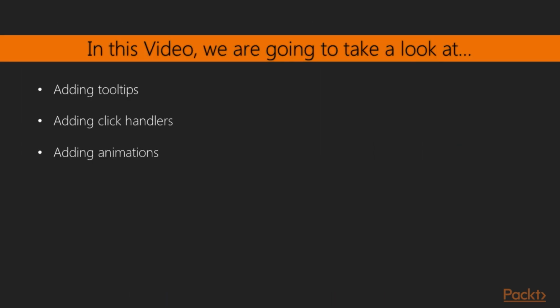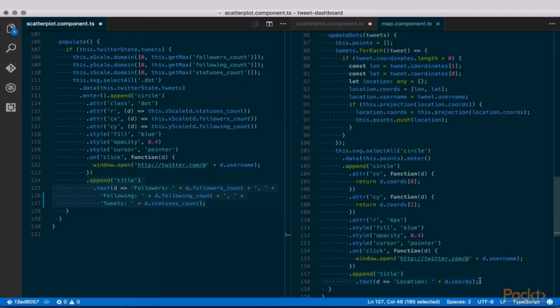First, we will add basic tooltips to the data points on both our D3 components. We will then add click handlers to these same data points. Finally, we will add our first Angular 2 animation to the tweet component. Adding a basic tooltip to each of our data points is very simple.